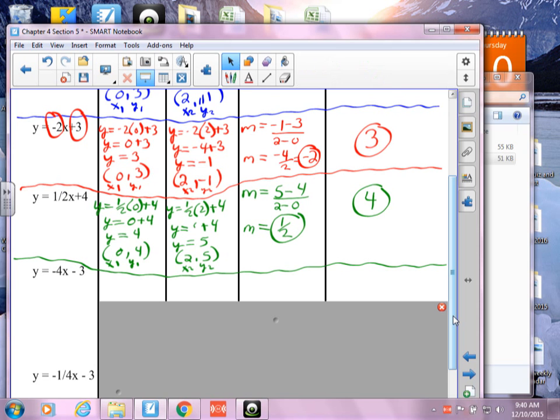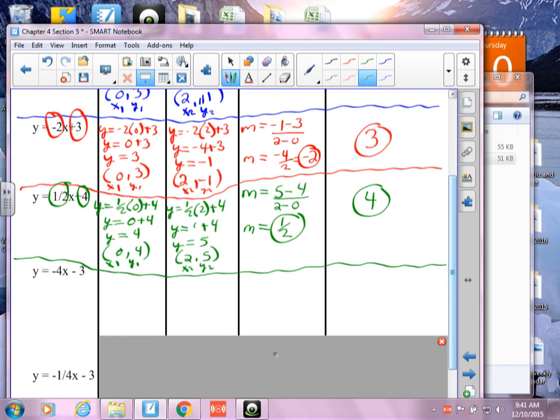Because you'll notice with the green again, I had 1/2 for my slope. Well, look at this. It's right in front of my x. And look at my y-intercept. It's 4. So the power of slope-intercept form is when you have it in that form, you don't have to do all that work. You know immediately what your slope is and your y-intercept. So let's take a look at this next one together.